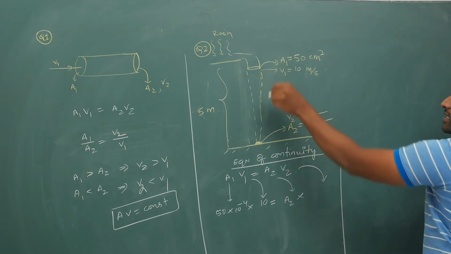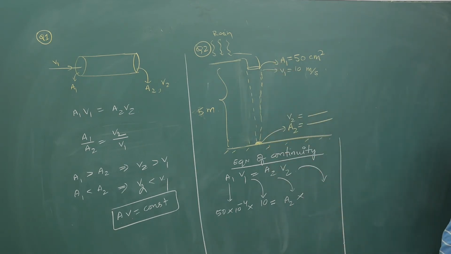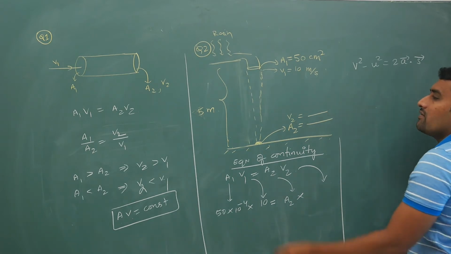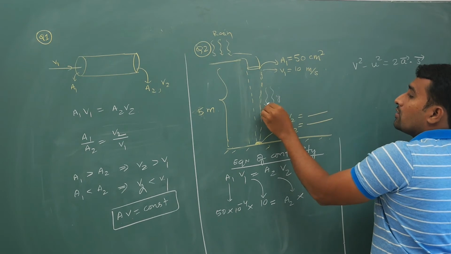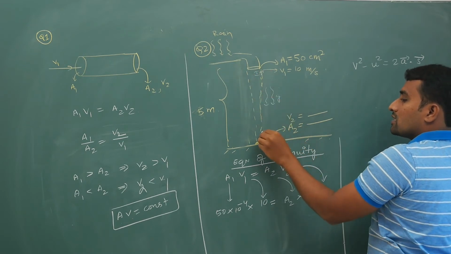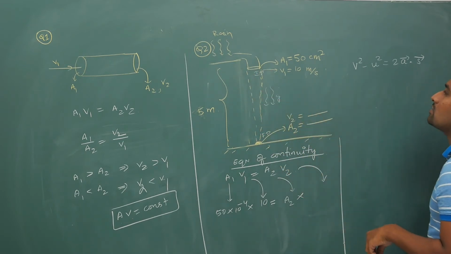This water flow is moving under gravity. So you can apply V square minus U square is equal to 2 A vector dot S vector. If acceleration and displacement both are in the same direction, the angle between these two is 0, so you can substitute plus 2AS. When the water is coming downwards, gravity also will act downwards only. Your displacement, this is your initial position, this is your final position, that is also downwards.